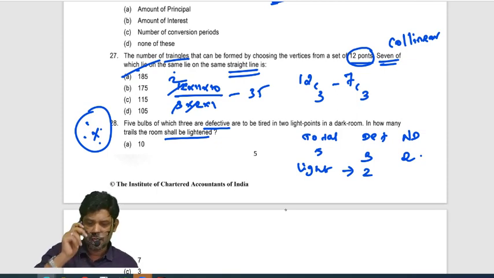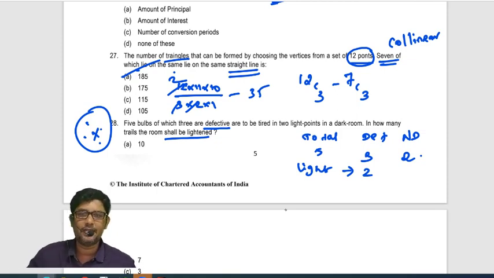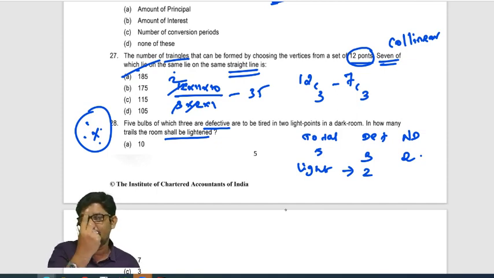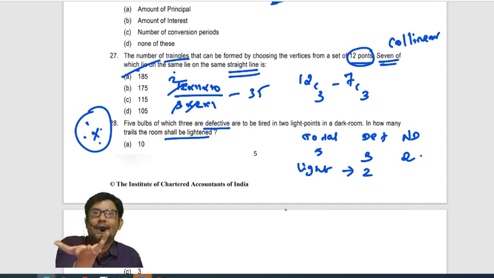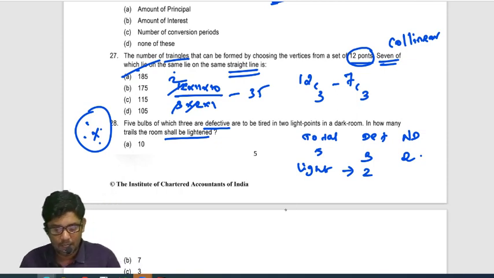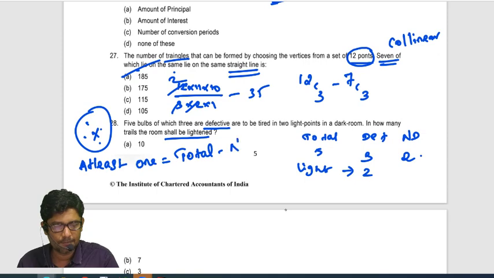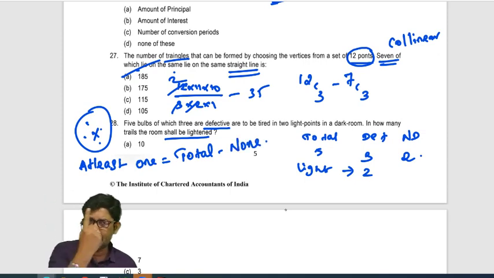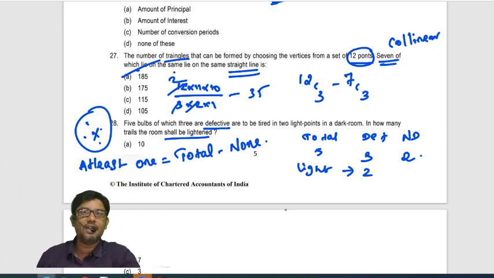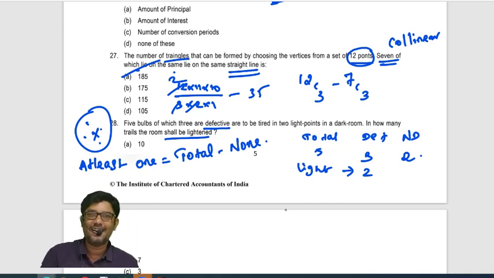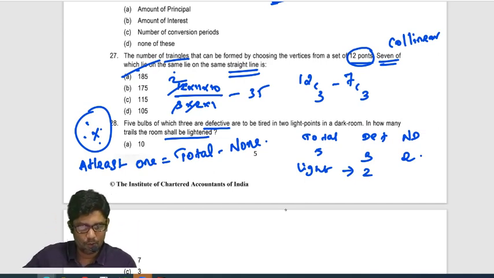Otherwise, it is dark. So here the question is: shall be lighted. The meaning of shall be lighted is that at least one bulb is a good bulb. Then only you will get light from it. Of course, you know this rule. At least one. The formula is total minus none. At least one bulb is good means let me find the total number of possibilities. From that, subtract the selection of both defective bulbs. If I subtract it, at least one will be good.